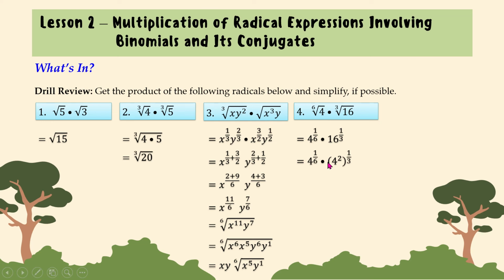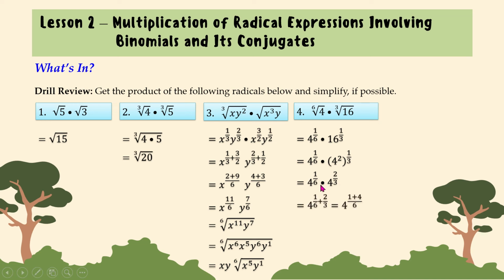Same as in case number 3, no? We change the 16 as 4 squared so that it has the same base 4 as the first. So 4 squared, copy exponent 1/3. Then copy 4 exponent 1/6. So the exponent of the second base 4 will be changed. Okay, there are two exponents, so 2 times 1/3 is 2/3.